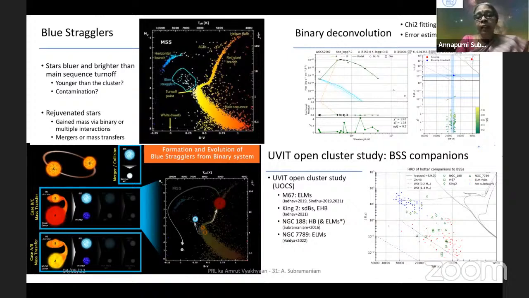Which would mean that the masses of the components as well as the orbits decide the final product of this mass transfer. And this work is still continuing. We also see some stars on the main sequence that have transferred mass as well, and we call these blue lurkers.